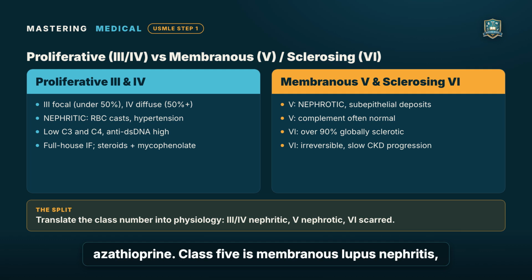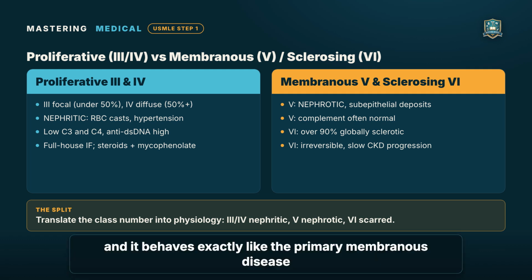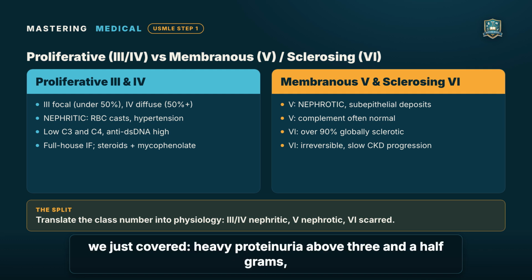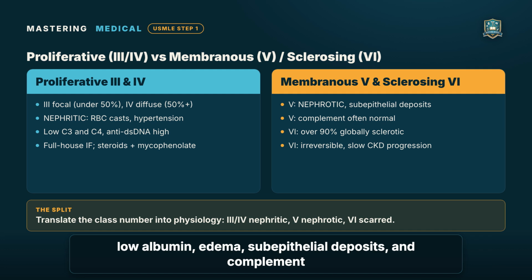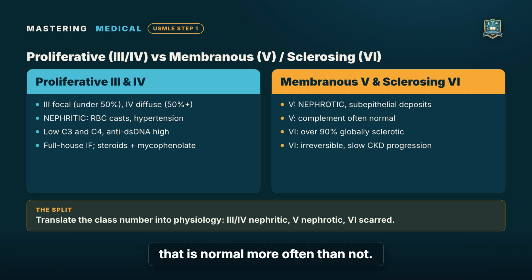Class 5 is membranous lupus nephritis, and it behaves exactly like the primary membranous disease we just covered. Heavy proteinuria above 3.5 grams, low albumin, edema, subepithelial deposits, and complement that is normal more often than not.